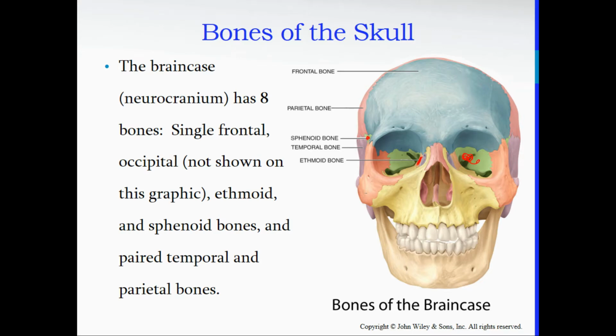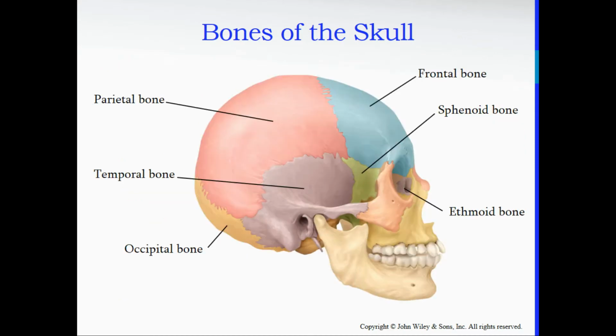And the paired temporal and parietal bones. So temporal are the purple ones right here, and the parietal make up the side of your head here and again over here. And those are, as mentioned earlier, your paired bones of the brain case. And here we see it from the side. So again, the sphenoid, not only is it back in here, the back of your eye socket, but it's also back here, again behind your eyeball on the lateral edge of your skull there.